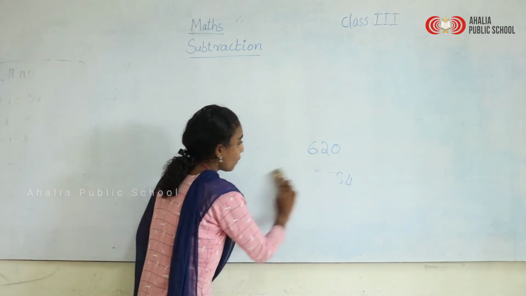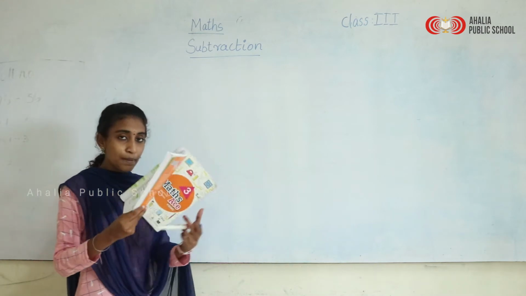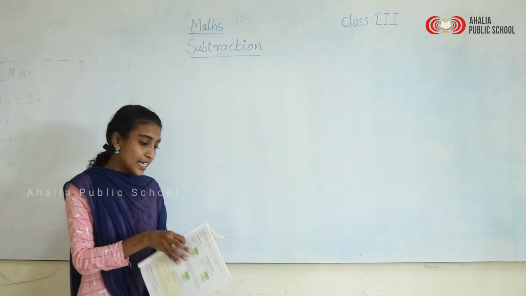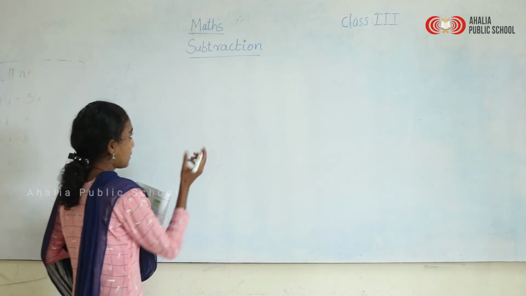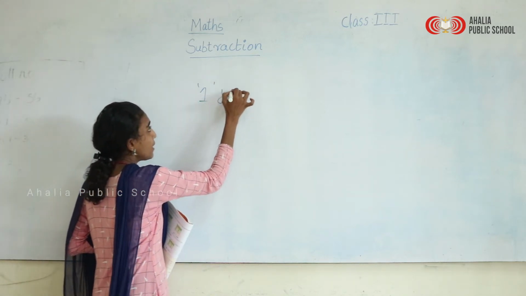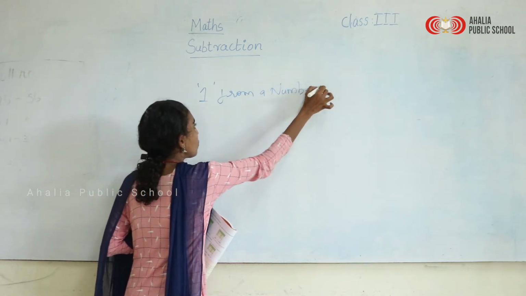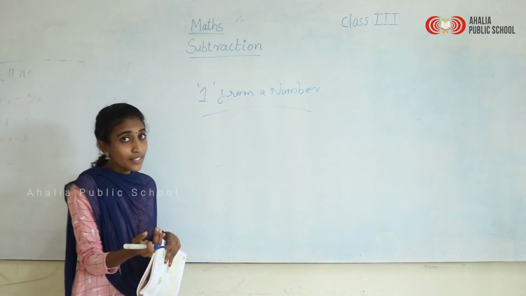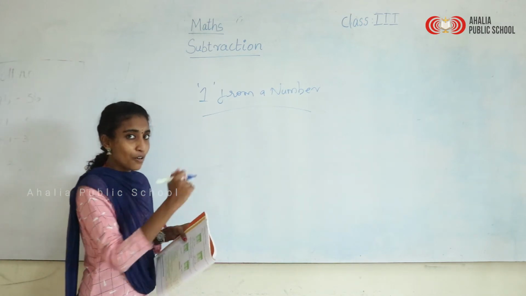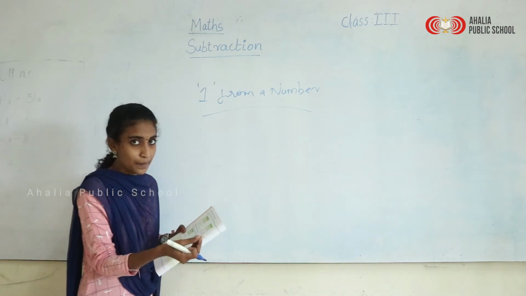Okay, now what about the second property? Just turn your page, take page number 50. They have written there, right? Subtracting 1 from a number. In addition, while adding 1 to a number, we got what? We got the successor of that number. Successor means the number that comes after the number.